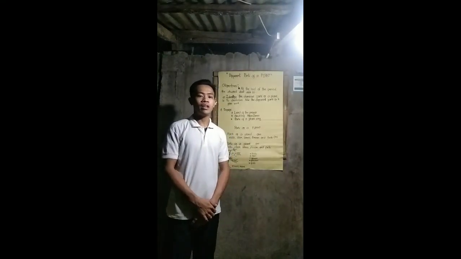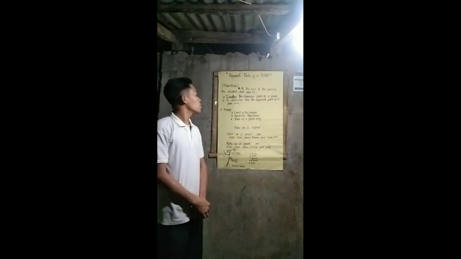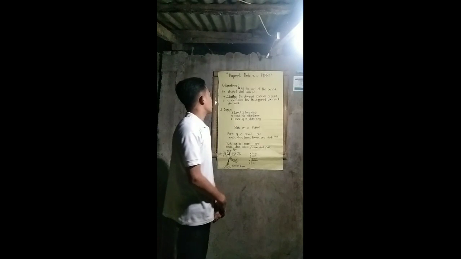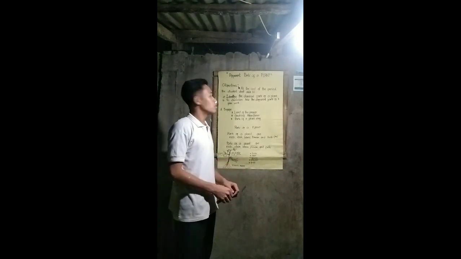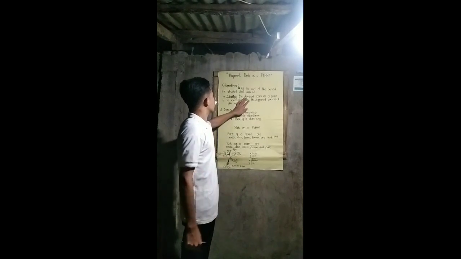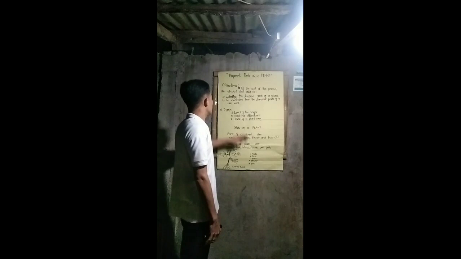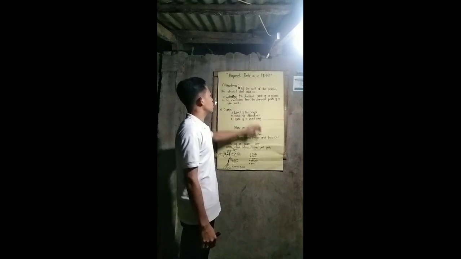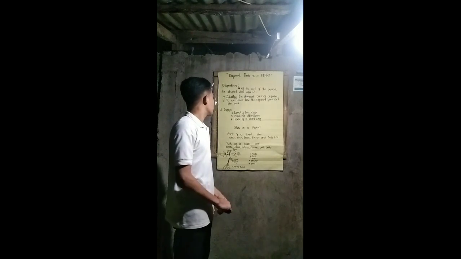Our last lesson for today is about science. Our topic for today is the different parts of a plant. The objectives are that students should be able to identify the different parts of a plant, and second, to describe how the different parts of the plant work.